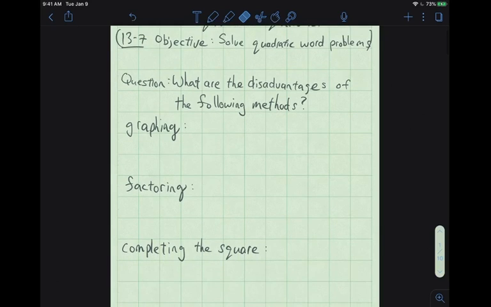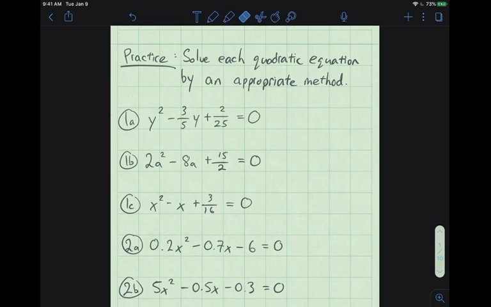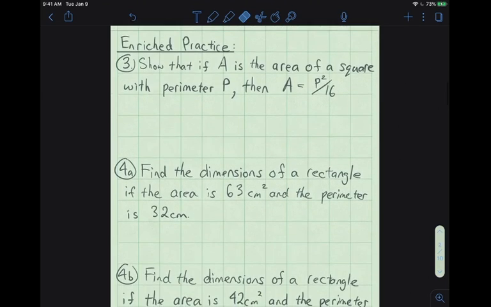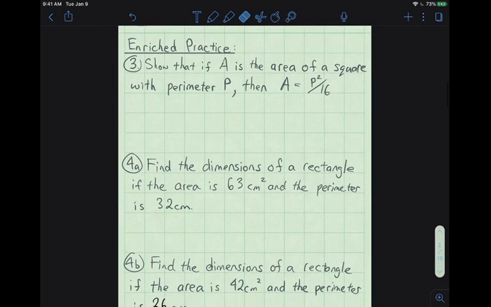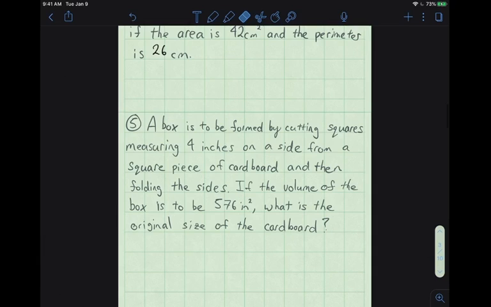Here's your first question to think about. In Enriched class, you'll get started on word problems. Everyone else, we will do word problems tomorrow. Here are your 5 practice problems using the appropriate method. For the Enriched practice, you get some bonus word problems, 2 days worth of practice. Here are your first 3 word problems. And here's your last one.